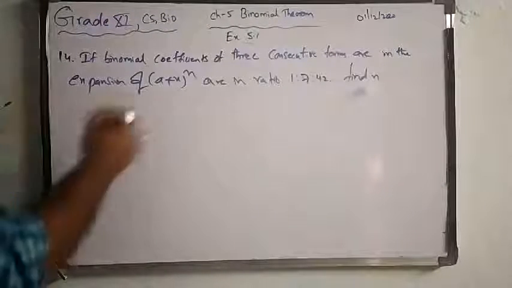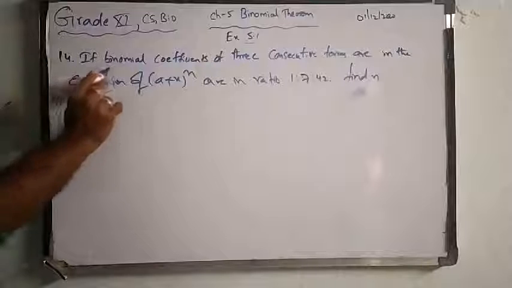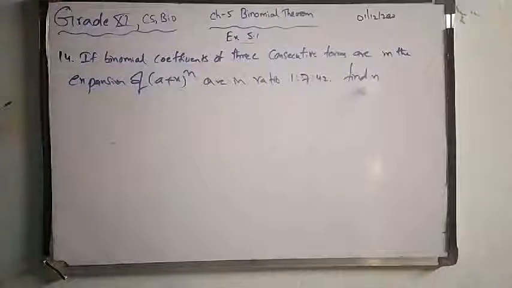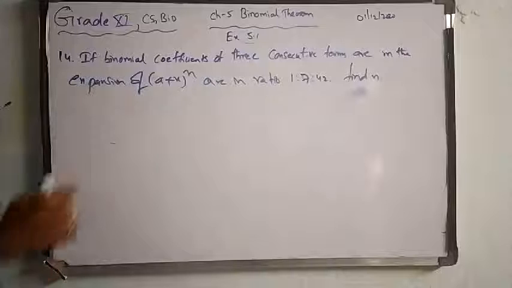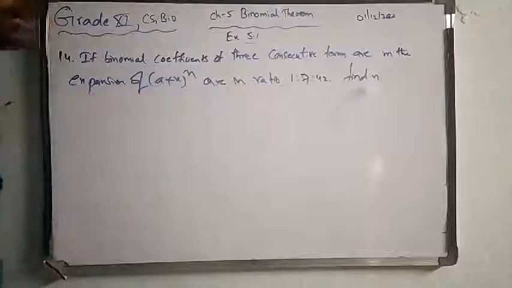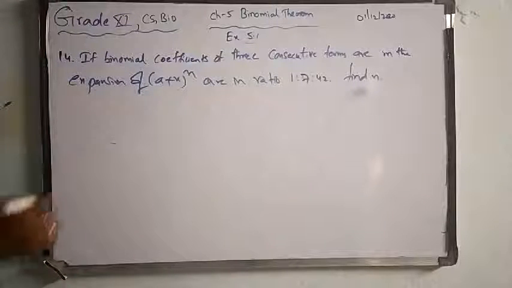Okay. Next question, exercise 5.1, 14th question. If the binomial coefficients of three consecutive terms in the expansion of (a + x)^n are in the ratio 1:7:42, find the value of n.